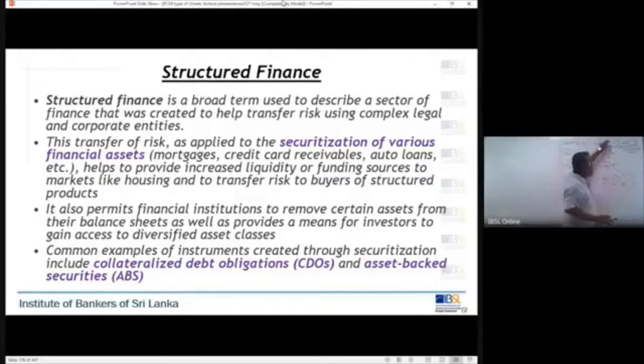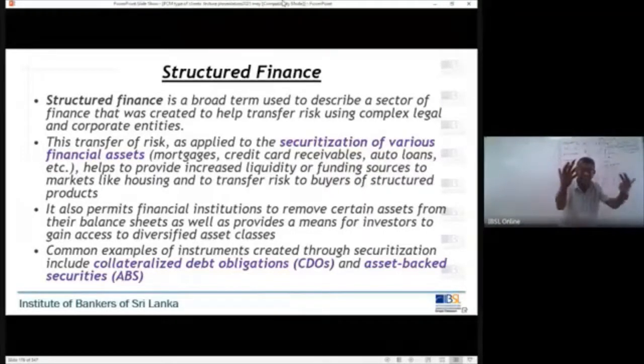Still you are not receiving the money from them, but you are selling the receivable.